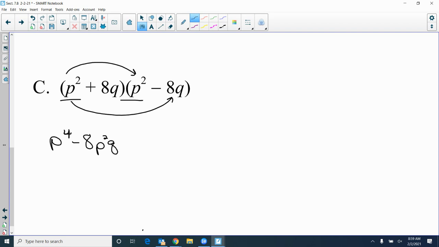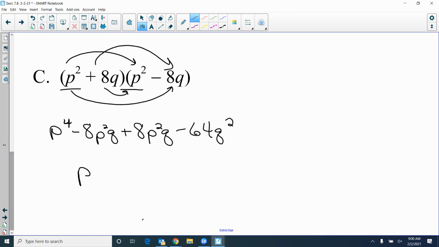Same thing as what you said, and if you already wrote it like he said, that's fine, you don't need to switch it. Then what will be my next one? Plus 8p to the second q cubed. Okay, and then minus 64q to the second. Make sure you have q to the second. All right, so when we're all done, p to the fourth, the two middle terms add up to 0.